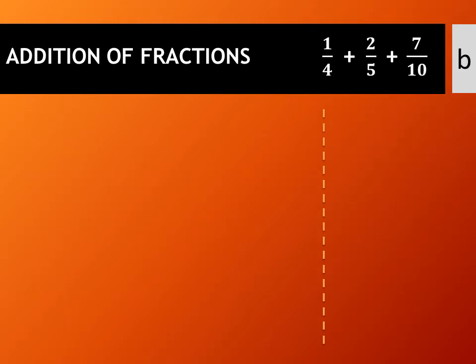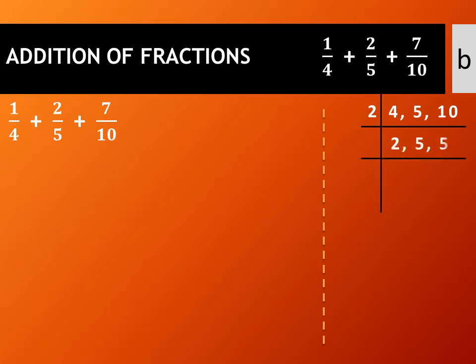Let's solve one more question. Question number B. 1 upon 4 plus 2 upon 5 plus 7 upon 10. How can we add the fractions when the denominators are different? To make the denominators same, we will convert them into like fractions. For this, we need to find the LCM of 4, 5 and 10.